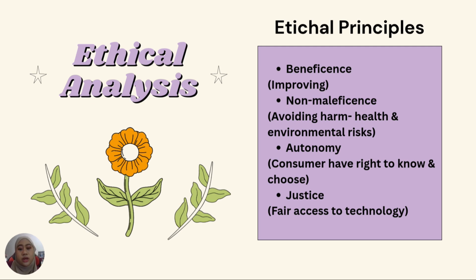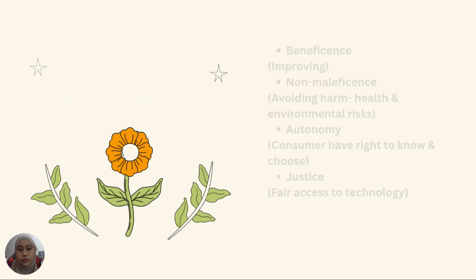Okay, justice is fair access to the technology. It is fair access to the widely used technology. Actually, gene editing benefits the stakeholders, like in industries and in agriculture. So we have this kind of fair access to the technology, and then it is a benefit to society. That's the kind of thing that we want to see.